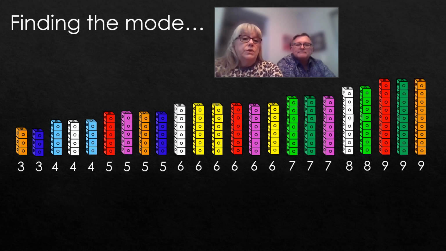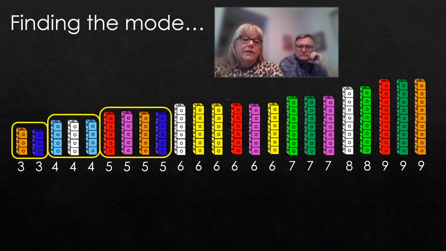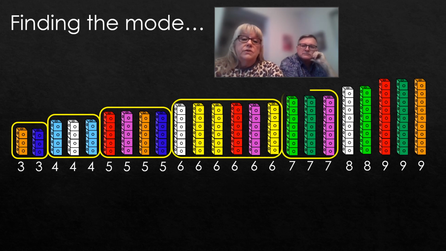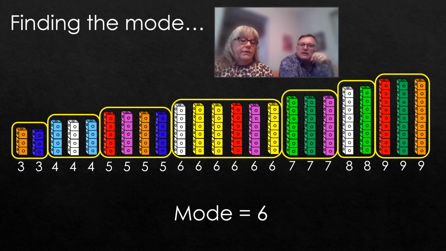With mode, we want to find the number that occurs most often, so the data point that occurs more than any of the other data points. I have ordered my towers from least to greatest, and when I look at that, I see I have 2 3-letter names, 3 4-letter names, 4 5-letter names, 6 6-letter names, 3 7-letter names, 2 8-letter names, and 3 9-letter names. So my mode is very easy to see. The most students in my class have how many letters in their name? 6. Yes, because 6 occurred more often than any of the others.